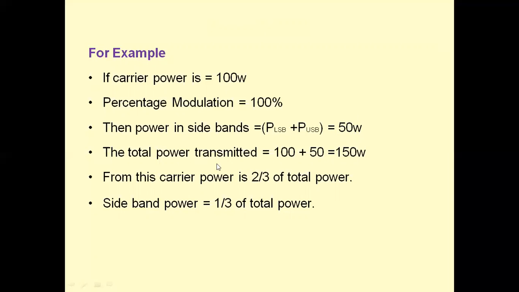And hence, the power of the AM wave in this case is equal to 150 watts. The power in the sidebands is equal to 50 watts. This is the power of the DSBSC signal. The power of the SSB signal is equal to just one sideband power, which is equal to 25 watts. And hence, SSB requires less power compared to AM and DSBSC.